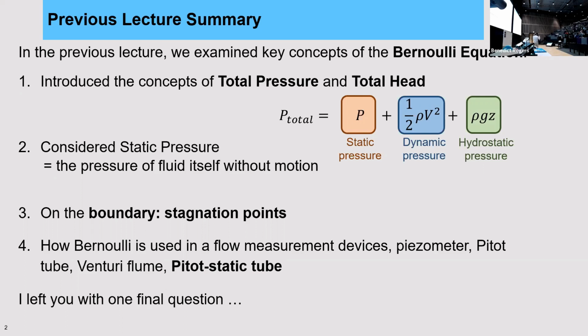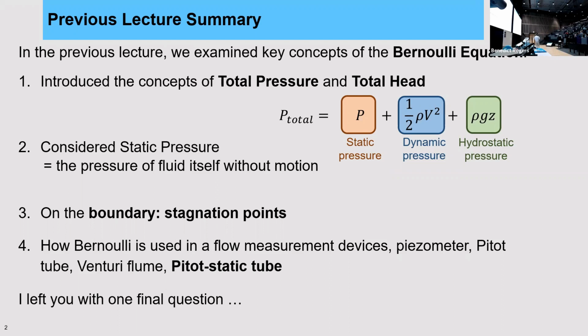And if you remember, we looked quite carefully at the static pressure. This is the pressure that the fluid has by existing, without any motion. So this is like the movement of all the gases or the molecules in the liquid creating a pressure. On the boundary, we had stagnation points. This is where a streamline comes to a stop, a frictionless stop on the surface of the boundary. The velocity at the stagnation point is 0, and so that's why it's called a stagnation point.